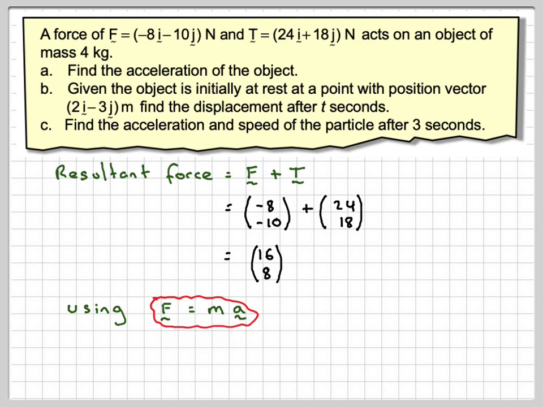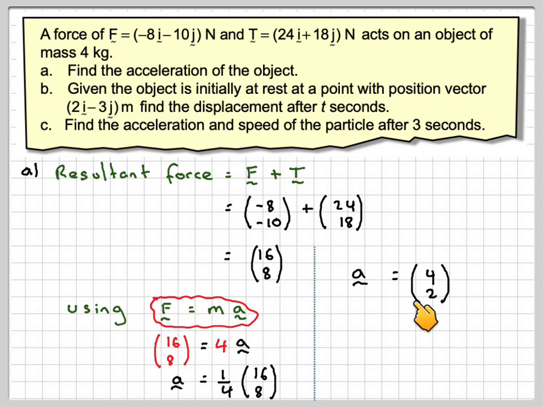Force and acceleration are vector quantities. Then we're going to have 16, 8 equal to the mass, which is 4, times the acceleration, and therefore the acceleration is going to be a quarter of 16, 8. Therefore it is 4, 2 meters per second squared, or 4i + 2j.